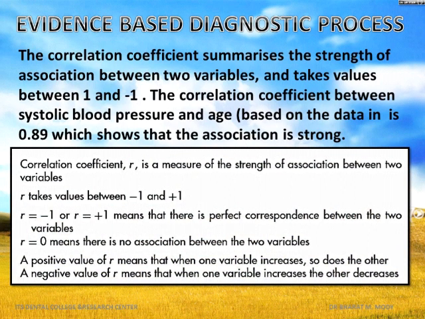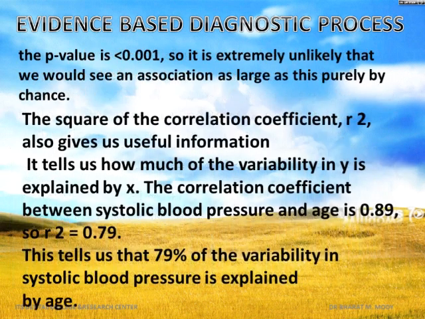The correlation coefficient summarizes the strength of the association between the two variables, and this ranges between 1 and -1. If you are closer to 1, then it is positive. If you are closer to -1, then it is negative. For systolic blood pressure, if you see the R value, that is the correlation coefficient, generally called the R value, and this positive value of R means the effect is there. The p value is less than 0.1, so it is extremely unlikely that it would be by chance alone.